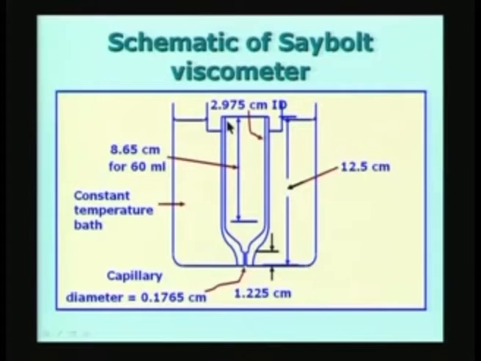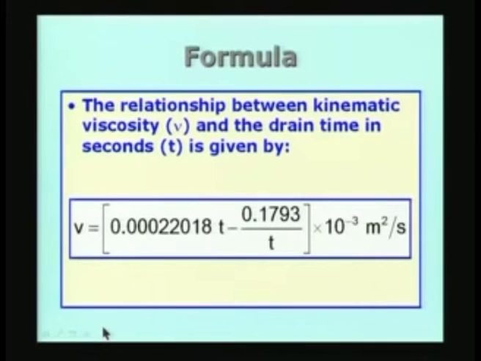So, you can see that the diameter of the vessel is 2.975 centimeter. These are accurate values. The Seybold viscometer is manufactured and sold, and all these numbers are from such a design. The entire length from here to here is 12.5 centimeters. So, all I have to do here is to fill the inner vessel up to the brim, and then start a stopwatch, and then allow the drainage up to this level, and then find out the time taken for this operation. The drainage time is related to the viscosity in a somewhat complicated way, and the relationship is given in the slide here.